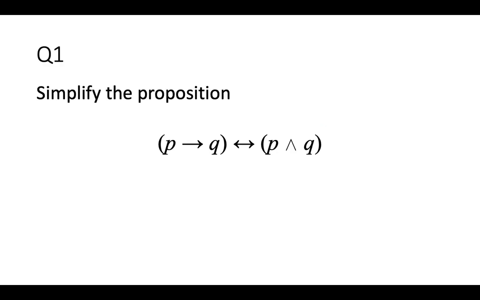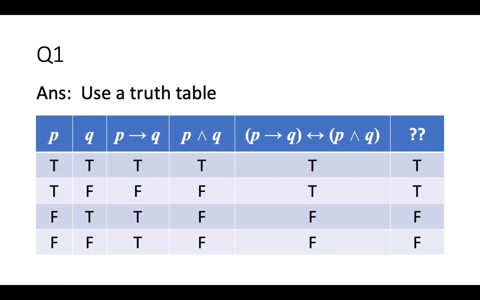The first one is we have a proposition like this, and we want to find a way to simplify it. There are various ways of doing so, and I think the most straightforward way is to use a truth table because we don't need to think much about it. So we draw the truth table here. This is the formula that we are looking at: P implies Q if and only if P and Q.